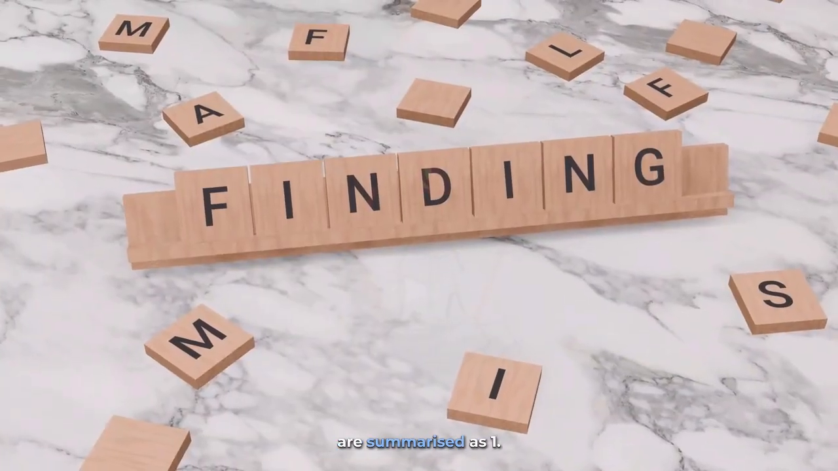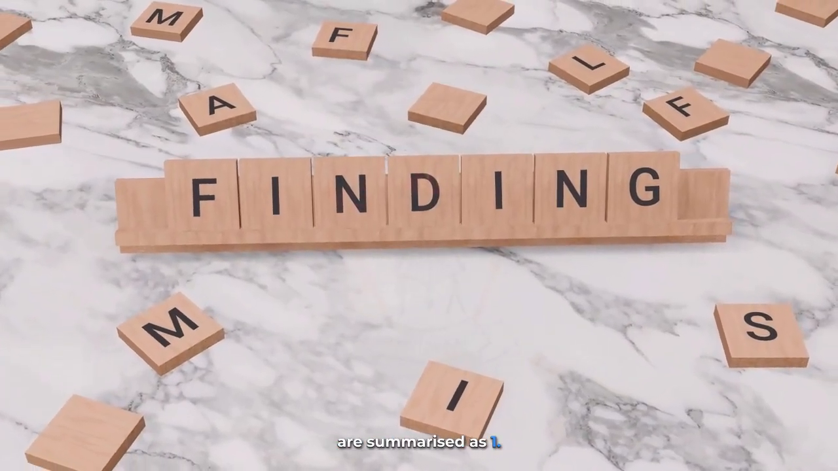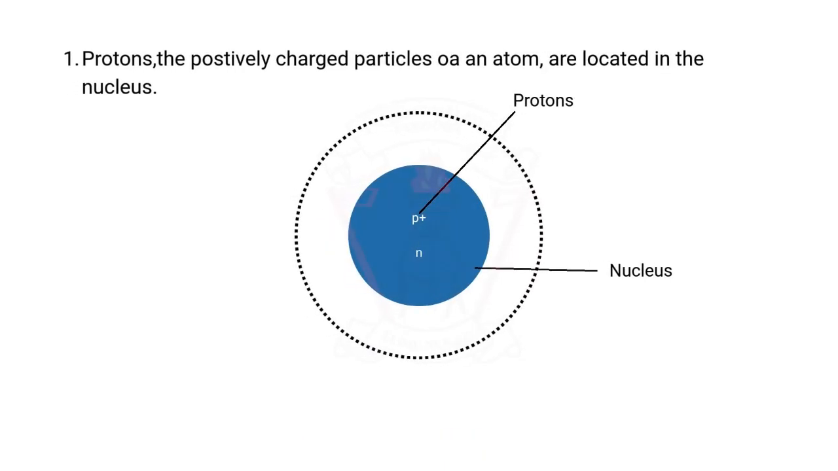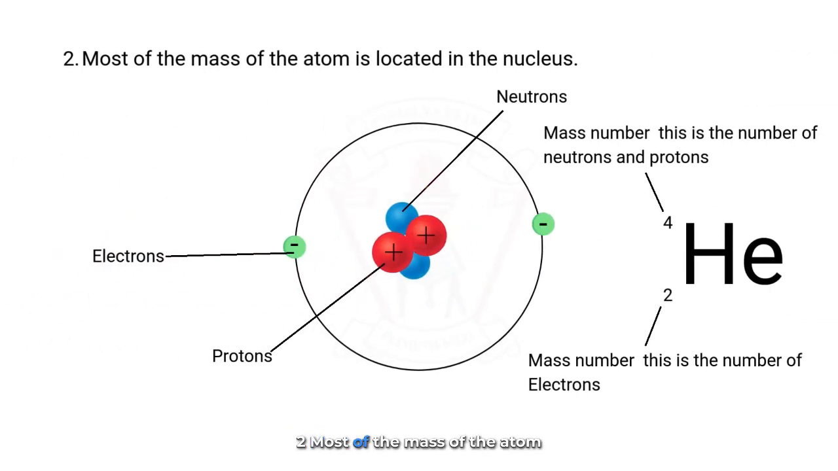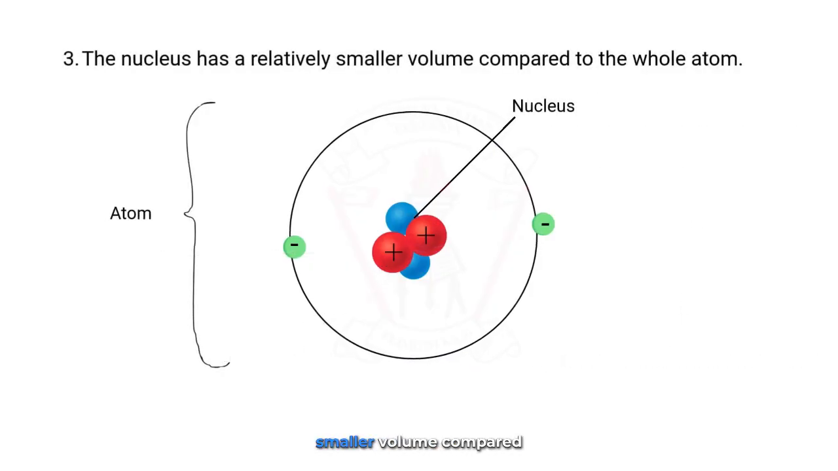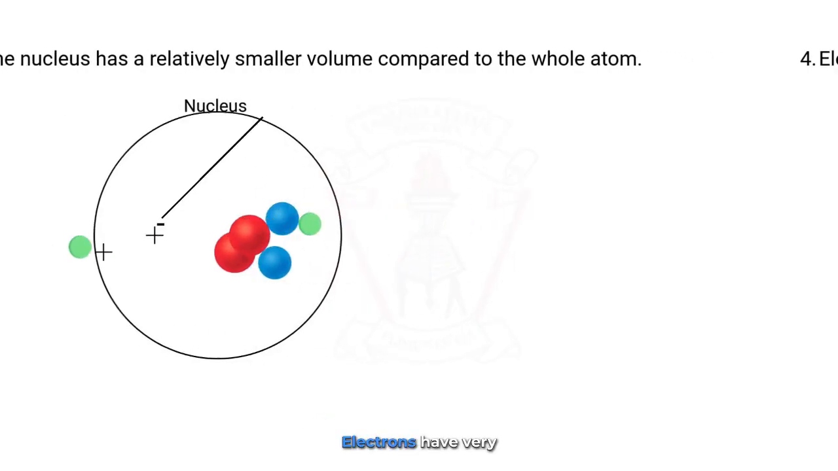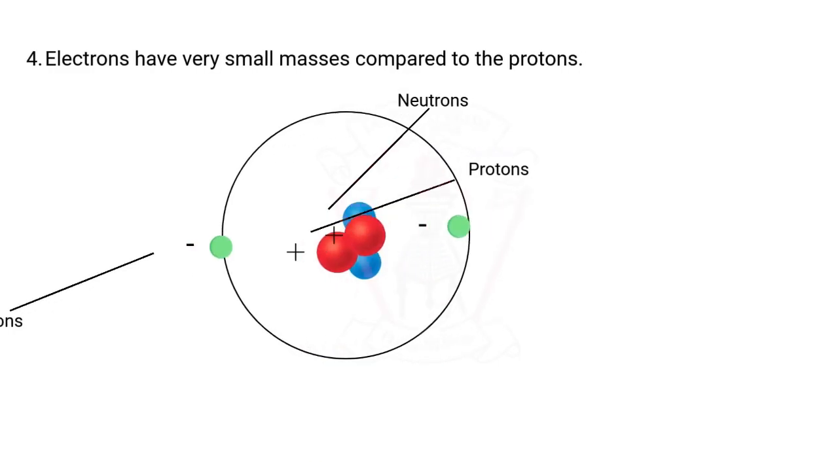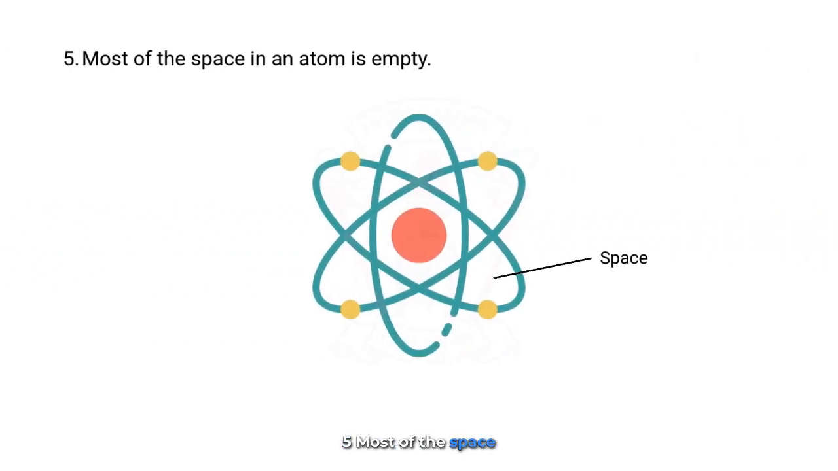Rutherford's findings are summarized as follows. 1. Protons, the positively charged particles of an atom, are located in the nucleus. 2. Most of the mass of the atom is located in the nucleus. 3. The nucleus has a relatively smaller volume compared to the whole atom. 4. Electrons have very small masses compared to the protons. 5. Most of the space in an atom is empty.